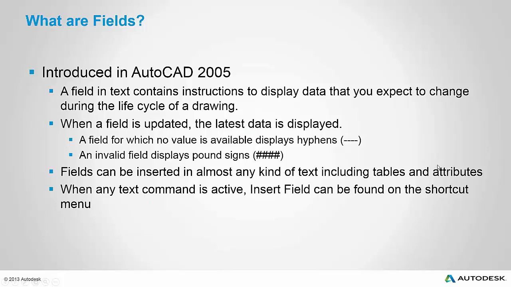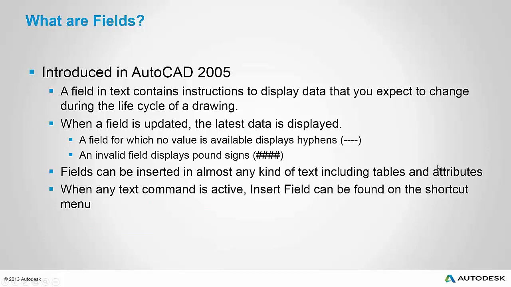Fields were introduced in AutoCAD 2005, and basically what a field is, is just an intelligent piece of text in your drawing. You can assign a field to an attribute, a regular multi-line text, or dynamic text. Basically, this is data that will update as the information in the drawing updates. That is to say, most of it will update.